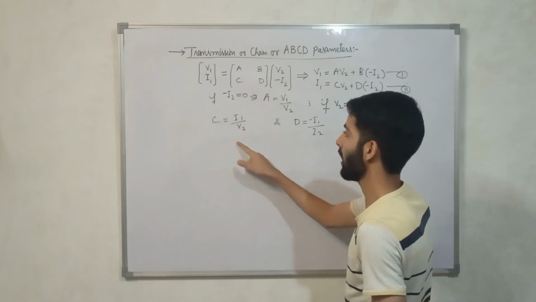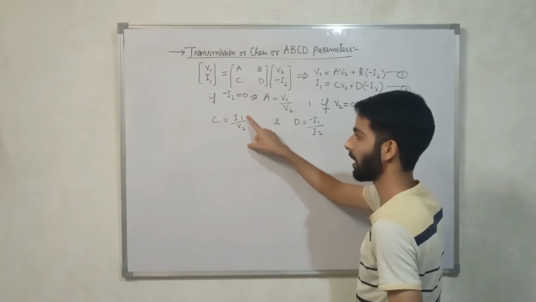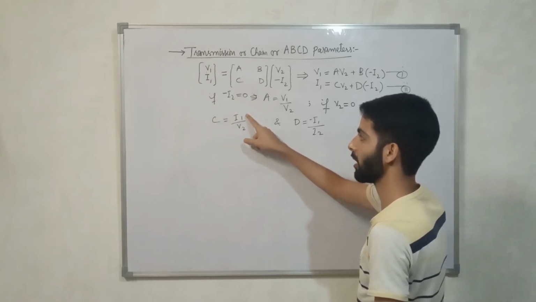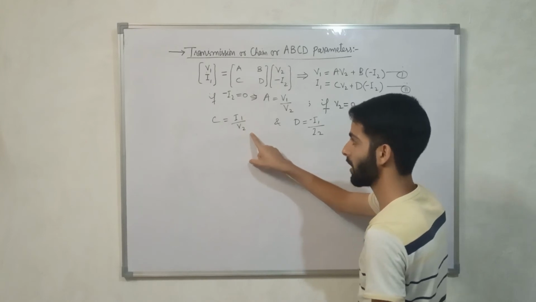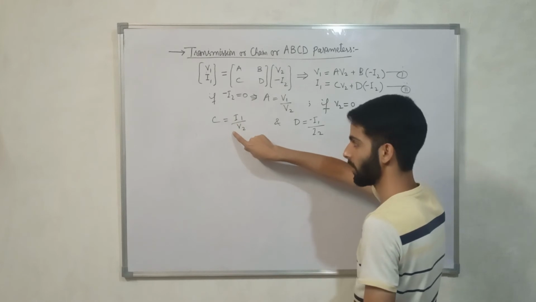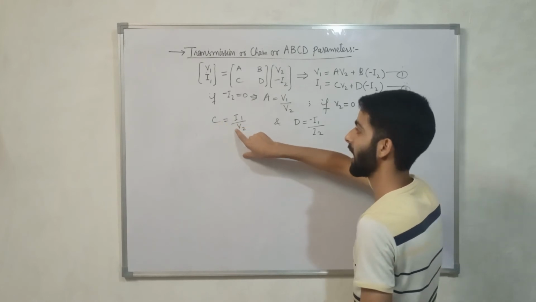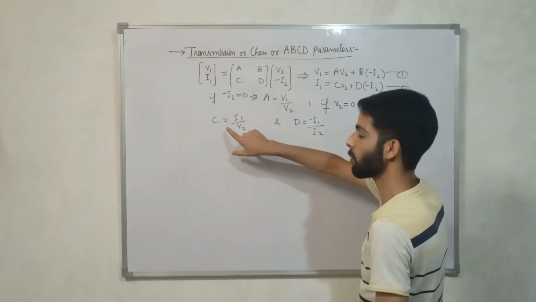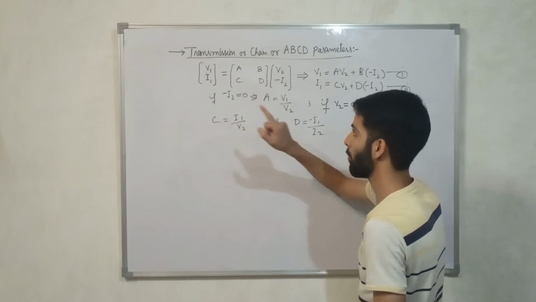Here you will see what is C. C is again a transfer parameter because one parameter, the numerator, is from the input side and the denominator is from the output side. And what is C? C is an admittance because it is current upon voltage. C will form an admittance, and admittance will always be in parallel. So when you make the diagram, this will become parallel.